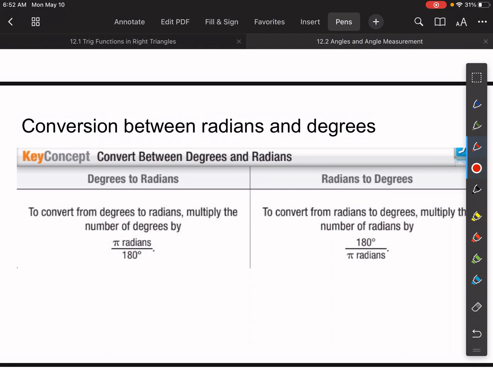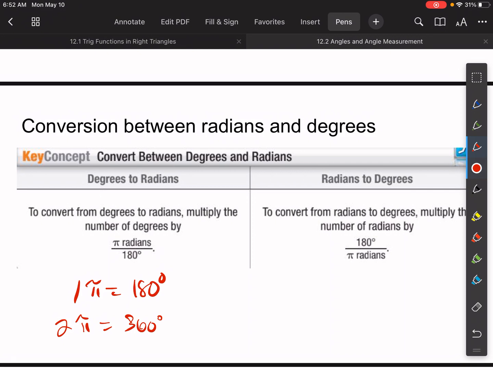Okay, so to convert from degrees to radians, it's the same exact thing as pi over 180. So 1 pi is equal to 180 degrees. 2 pi radians is equal to 360 degrees. So you can use that idea to convert from degrees to radians and vice versa. If you're going from degrees to radians, you're going to multiply by pi over 180.